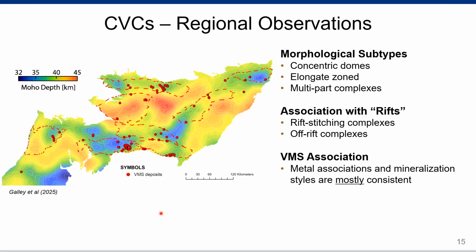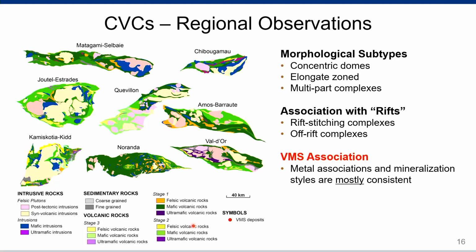But one thing I want you to note here are the VMS deposits, which are plotted in red dots. The VMS occur in the thinned crust. That makes a lot of sense. But even within a given complex, look at Amos here. Thick crust in the northwest, thin crust in the southwest and in the east, and that's where all the VMS are. So crustal thickness is controlling VMS even at this scale within the complexes themselves.